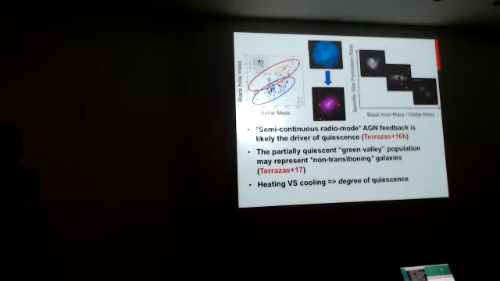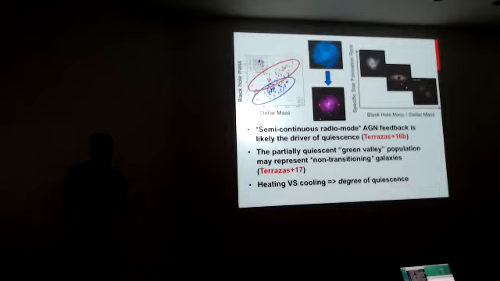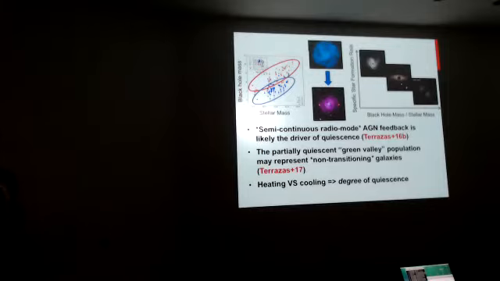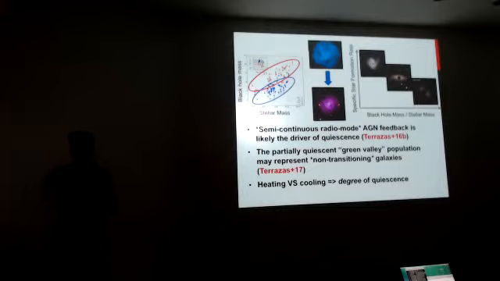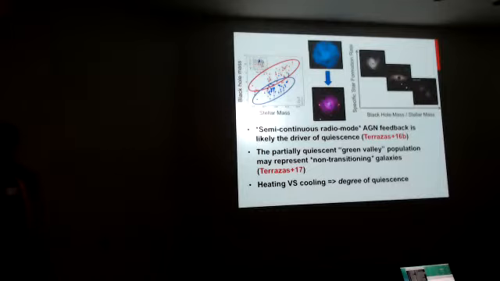In addition, looking at heating versus cooling gets to the physics of quiescence, and specifically degrees of quiescence, which I argue we should be looking at rather than either completely quenched or completely star forming, because we need to look at that middle region and see what kinds of degrees of quiescence and what timescales for quenching are possible. Yeah, so thank you.